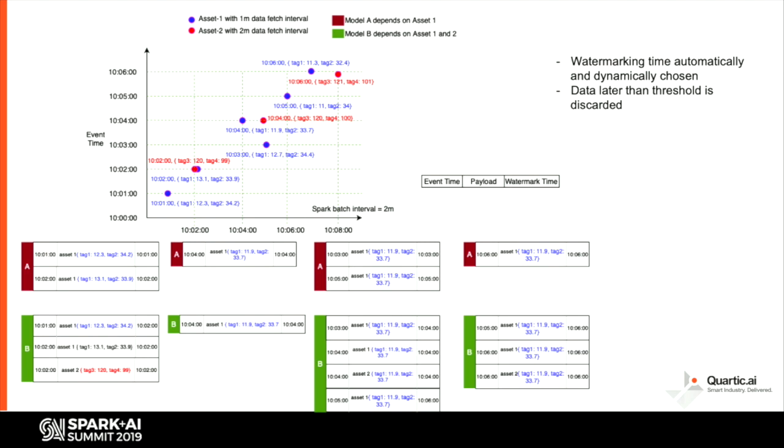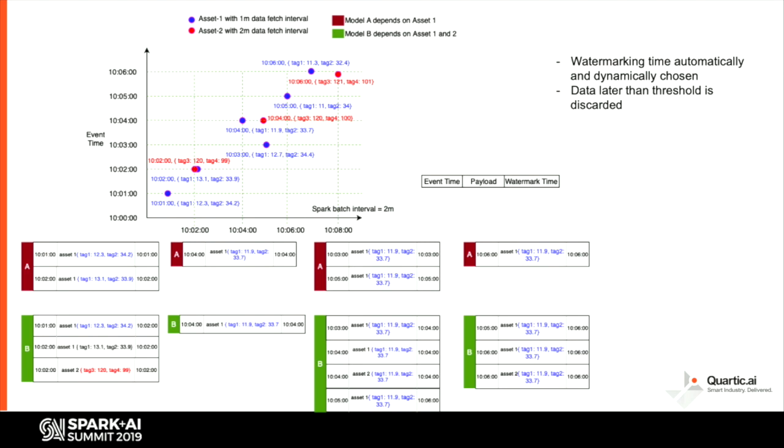Now when the next batch interval happens at 10:04, for model A it really doesn't matter because model A is independent of any values from other assets. But for model B, we have just one data point arriving, the one at 10:04, and the other data is arriving late. So that will be processed in the next batch interval. In the next batch interval at 10:06, we again have all the data available, and the watermark time is complete, so that data is sent out for processing.